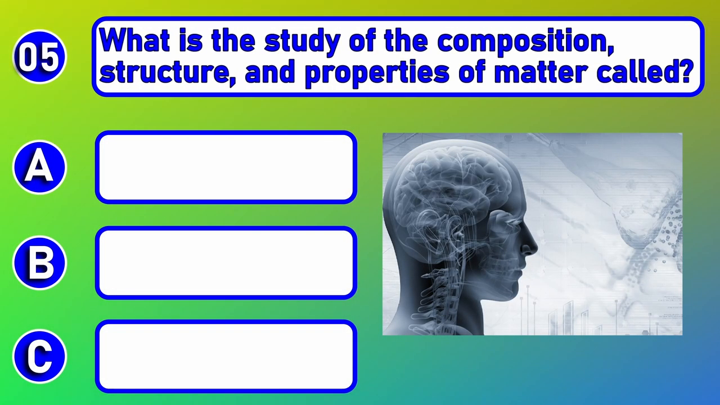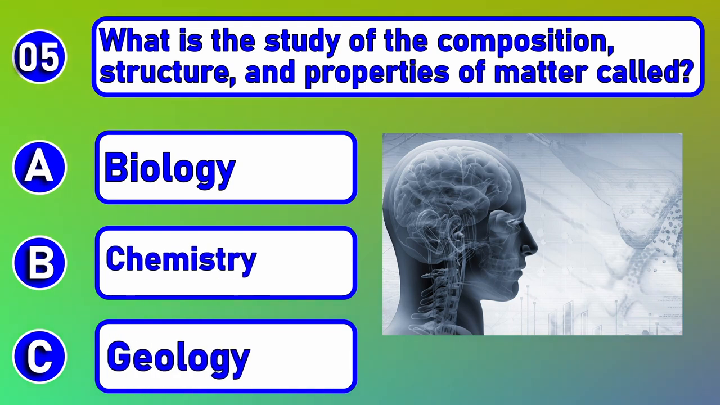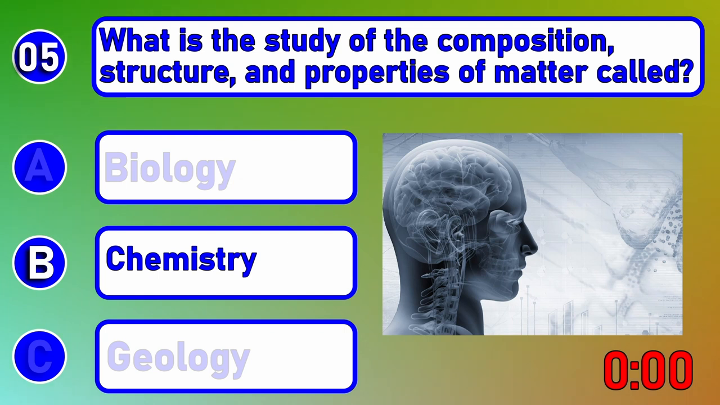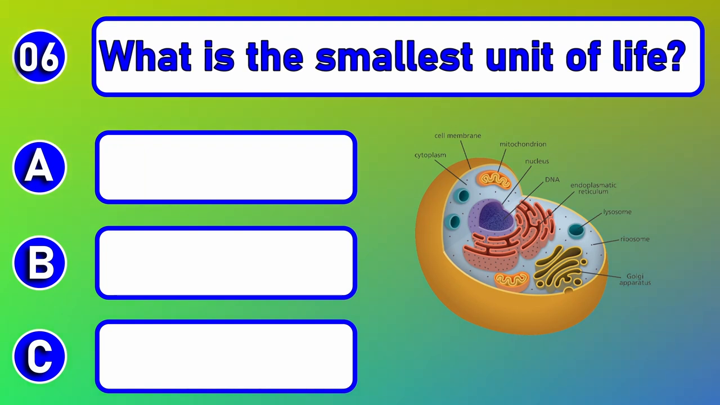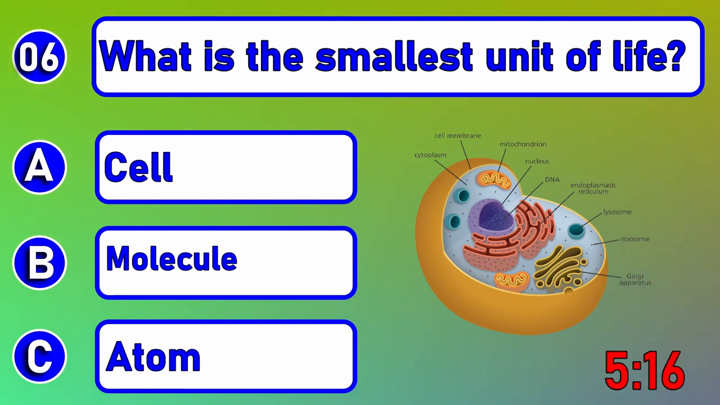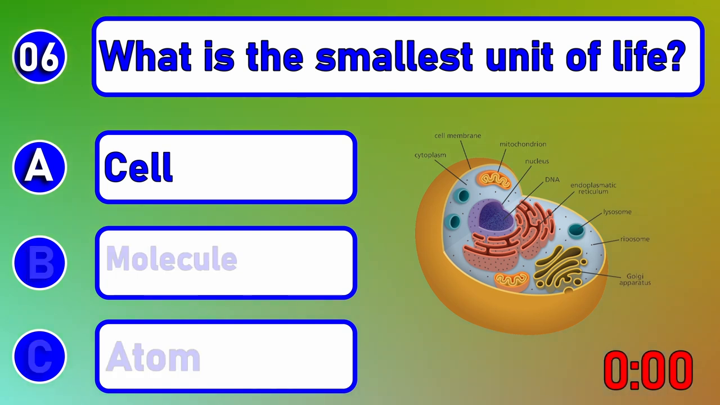Question 5. What is the study of the composition, structure, and properties of matter called? Is it biology, chemistry, or geology? And that is chemistry. Question 6. What is the smallest unit of life? Is it a cell, a molecule, or an atom? And that is A, a cell.